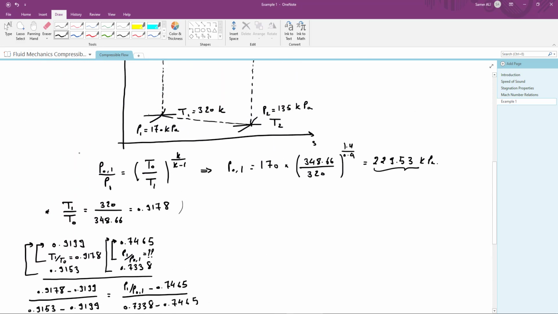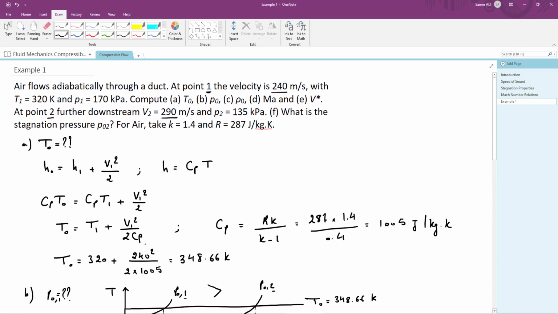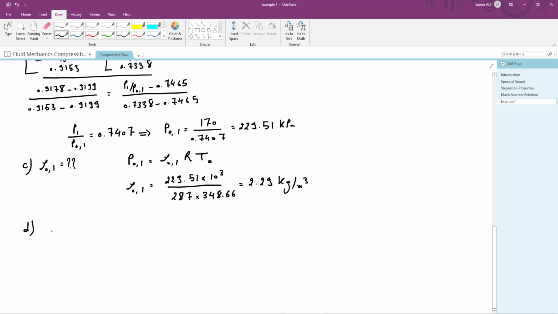Now in part D, we need to find the Mach number. The Mach number at state 1 is the ratio of the velocity V1 to the speed of sound c1, which is the square root of kRT1. Please pay attention here that the speed of sound will not remain constant for this flow, because the speed of sound is proportional to the square root of the temperature. And since the temperature is changing as the air goes from point 1 to point 2, from T1 to T2, the speed of sound will also change.